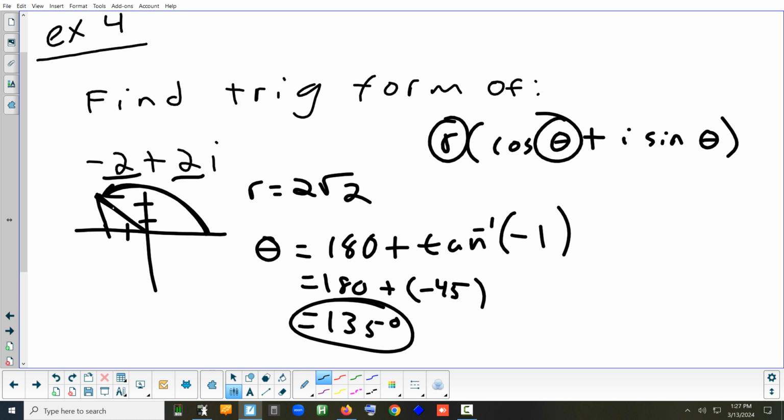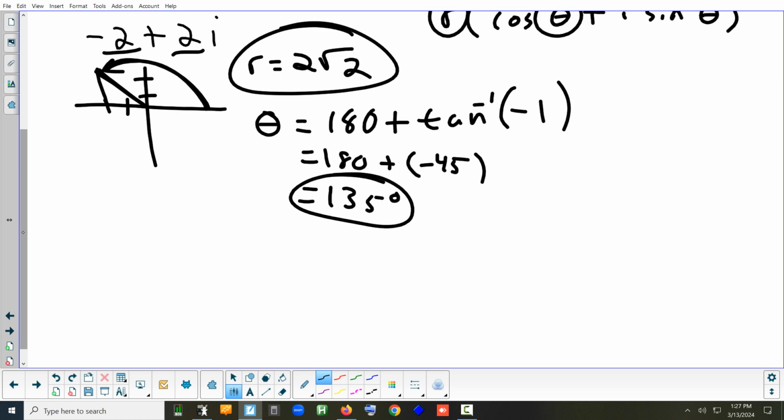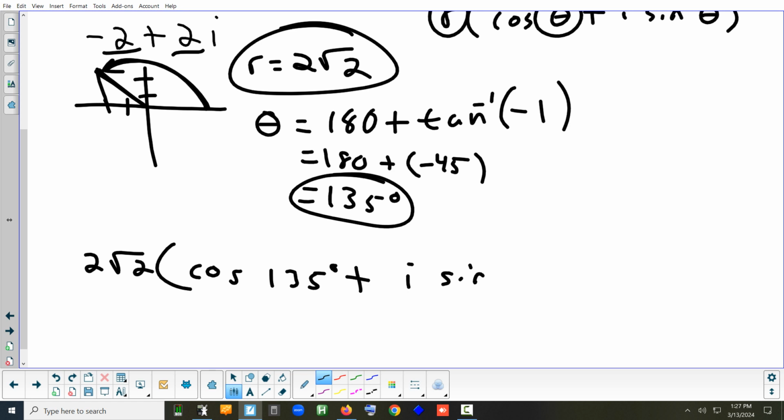All right, so now let's take those and write your final answer. So the final answer is r cosine theta plus I sine theta. And that's how you read your final answer. That's the distance from the point to the origin. That's the absolute value. That's the amount of rotation from the x-axis.